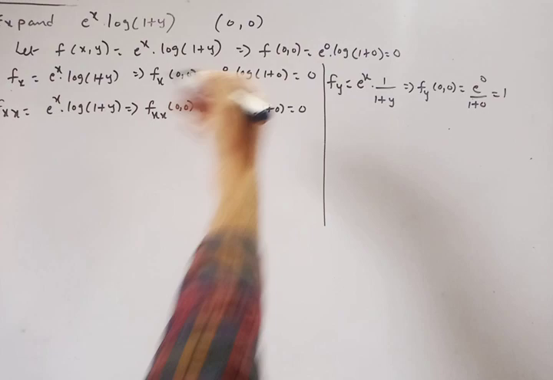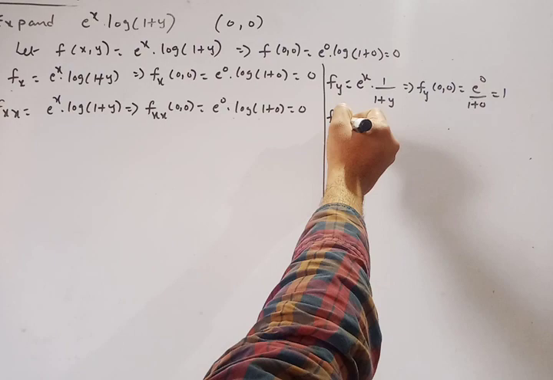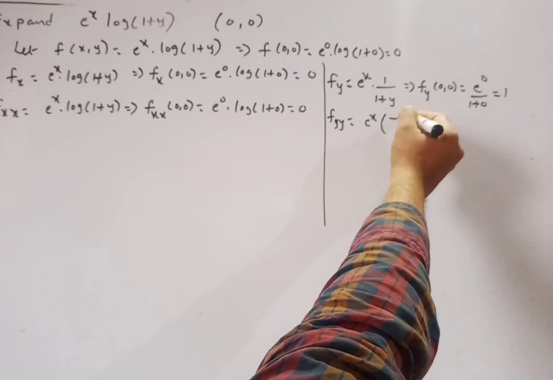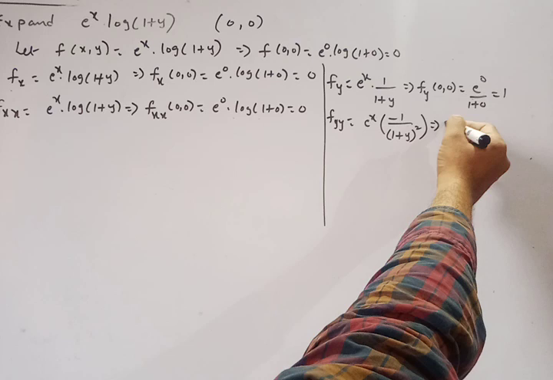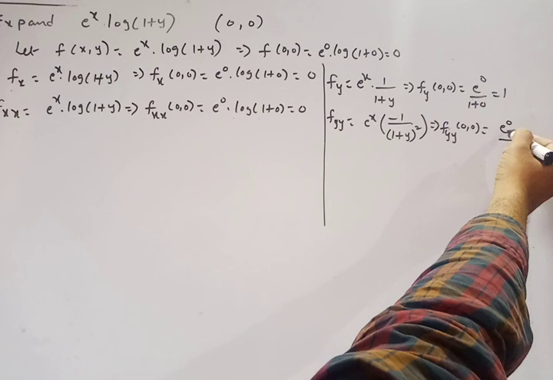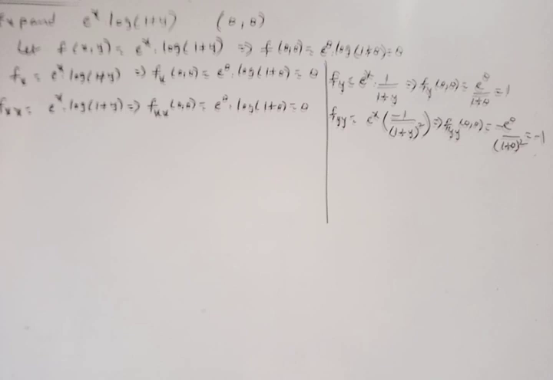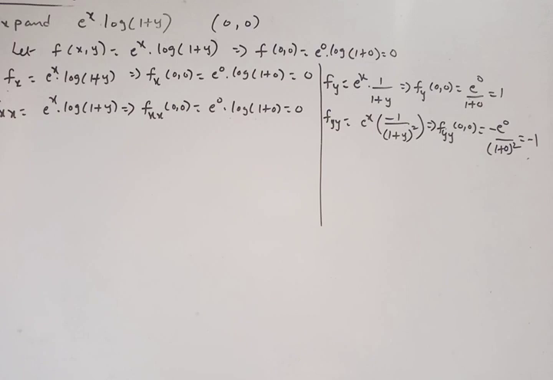Next, f double y will give you e^x into the differentiation of 1 by (1 + y), which is minus 1 by (1 + y) whole square. So f double y at (0, 0) will give you e^0 by minus 1 plus 0 whole square. That means you will get minus 1. e^0 is 1 and (1 + 0) whole square is 1, so 1 by 1 with the minus sign will give you minus 1.